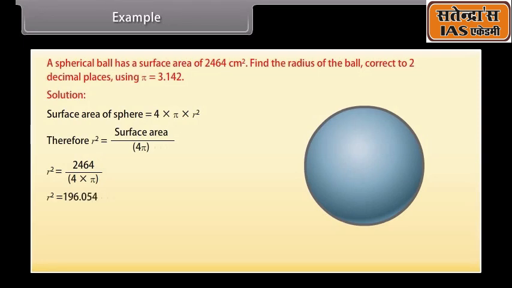R square is equal to 196.054. R is equal to under root 196.054. R is equal to 14 centimeter. Hence, the radius of the ball is 14 centimeter.